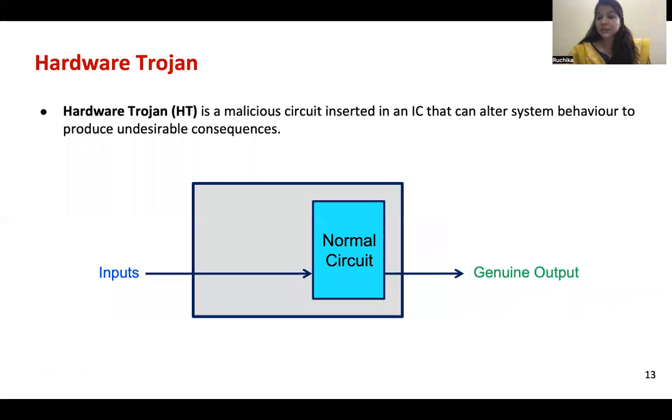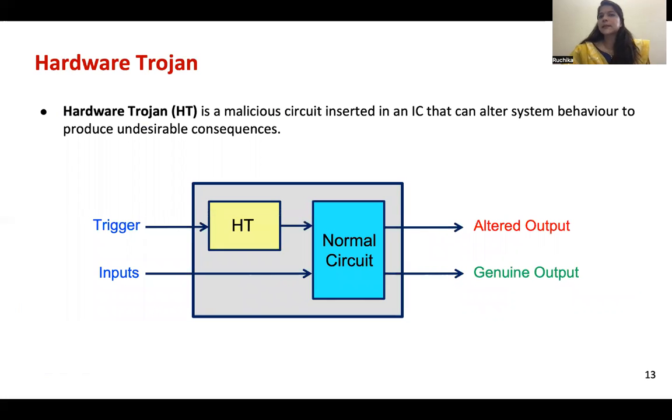One such potential threat is the hardware Trojan. A hardware Trojan is a malicious circuit inserted in an IC that alters the system behavior and produces undesirable consequences. Just consider if we buy, for example, a missile from a country. What if, the moment we attack, the missile doesn't work once it reaches a certain GPS location? This GPS coordinate acts as a trigger that may activate the malicious circuit put inside that IC, and the overall system behavior will be altered.